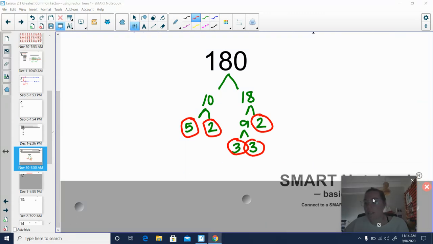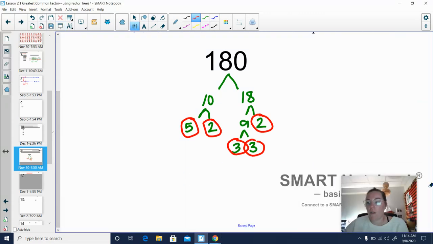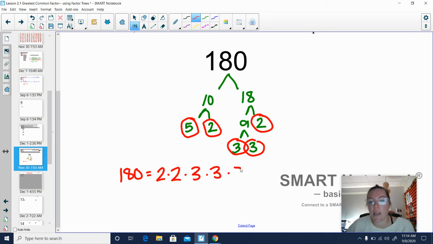So next, what we do is we relist all of these in numerical order. So we just want our Christmas bulbs. So what we're saying here is that 180 can be made by multiplying 2 times 2 times 3 times 3 times 5. So to figure out if we're right, we can actually do that, right?